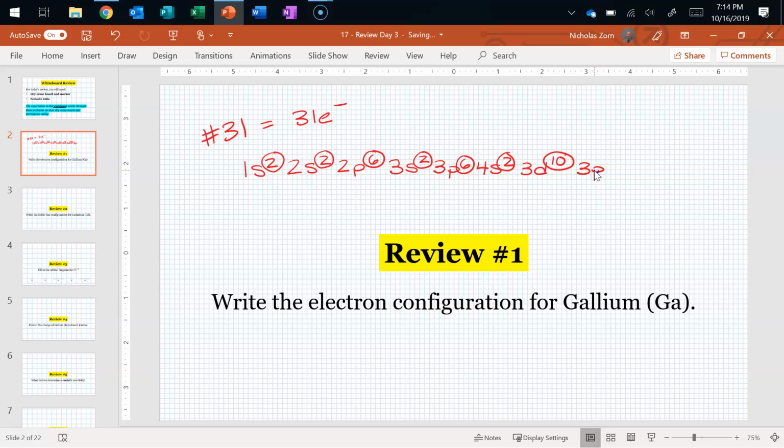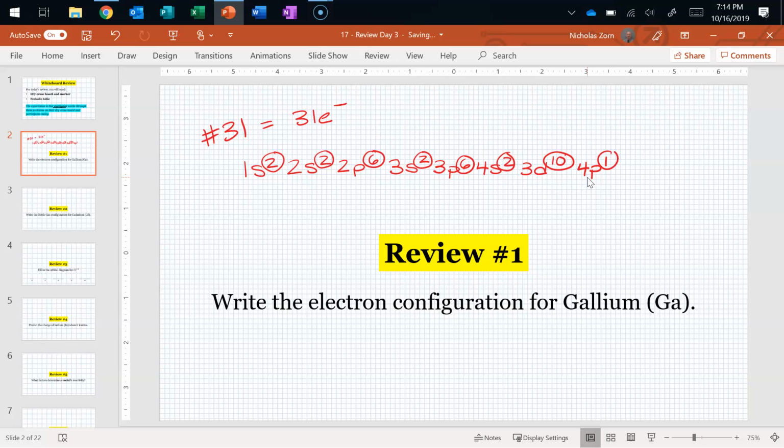Oops, I messed up here. Not 3p. Let me find the eraser on my pen here. I apologize for that. There we go. This is going to be 4p1.